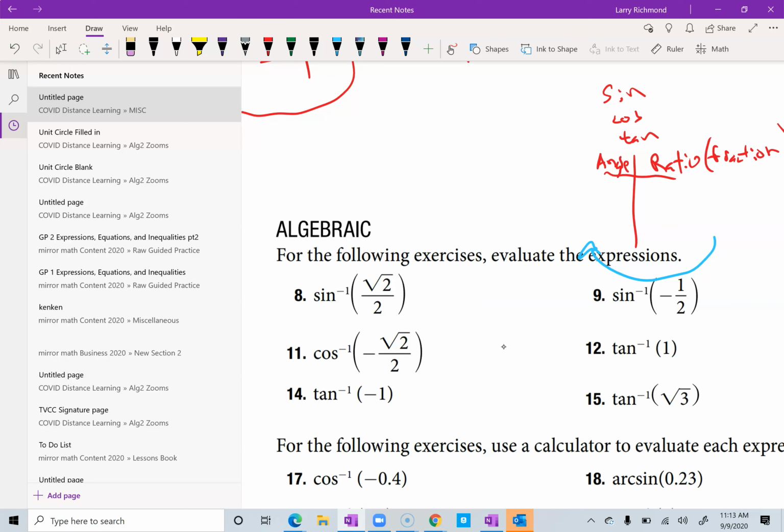Good. So looking at your unit circle, find a y coordinate in that first quadrant, the square root of 2 over 2. Is everybody okay with that? In fact, square root of 2 over 2 is 45 for both sine and cosine, isn't it? Yes. Which is also pi fourths radians. Are y'all with me?